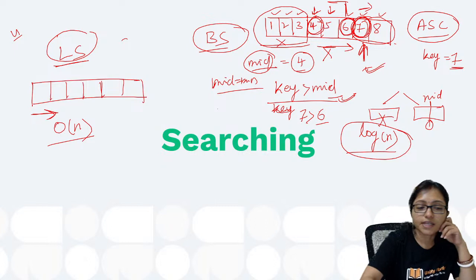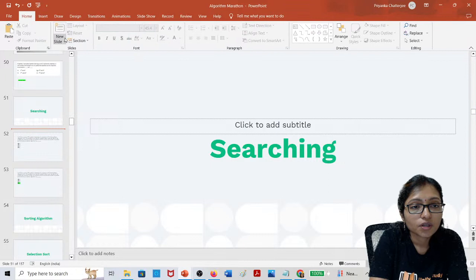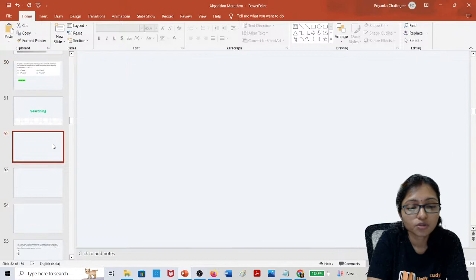Time complexity, yes, time complexity is this one. But how is it actually working? How to do the time complexity? Do you know? Because the recurrence relation is also important. Do you know how to do the time complexity?